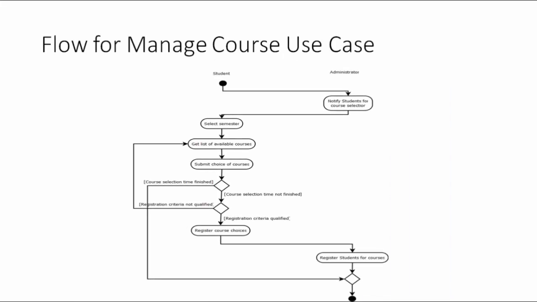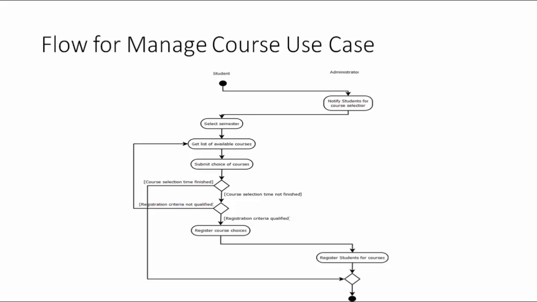Next is the activity diagram for the manage course use case. First, the administrator will notify the students that the course registration period has started. So the administrator will notify the student by sending a mail. Now the student will select the semester. He will get the list of available courses for a particular semester. Now he will submit the choices of courses.